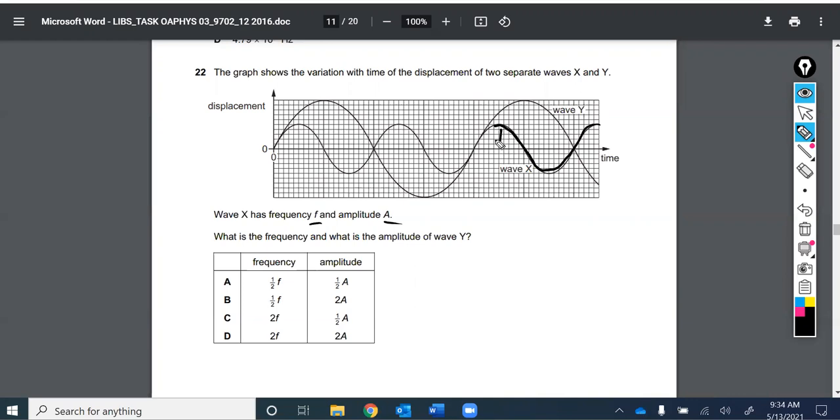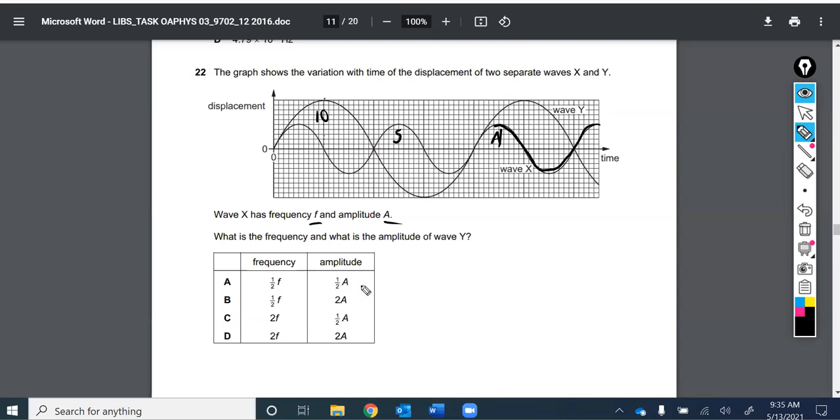Well, if it has an amplitude A and it's going up 1, 2, 3, 4, 5 squares, 5 divisions, they don't really give us what each one of these is, but it's like 5 units of displacement. We could see that wave Y goes up 1, 2, 3, 4, 5, 6, 7, 8, 9, 10. It has twice the amplitude, right? 5 compared to 10. So what is the frequency and the amplitude of wave Y?